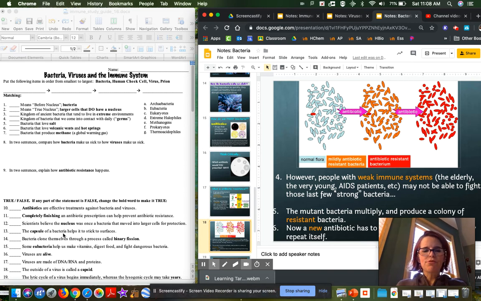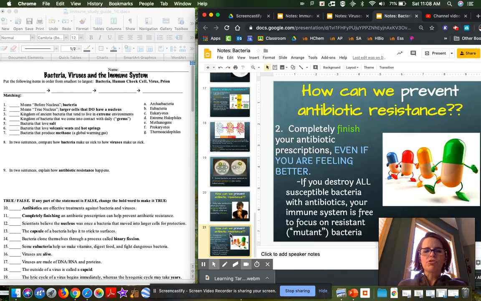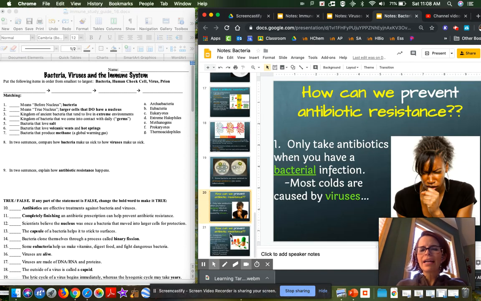All right, on to the true and false section. Antibiotics are effective treatments against bacteria and viruses. False. You should cross off the word bacteria. Antibiotics are only for bacterial infections. They do nothing for viral infections, which is what most of our colds are.